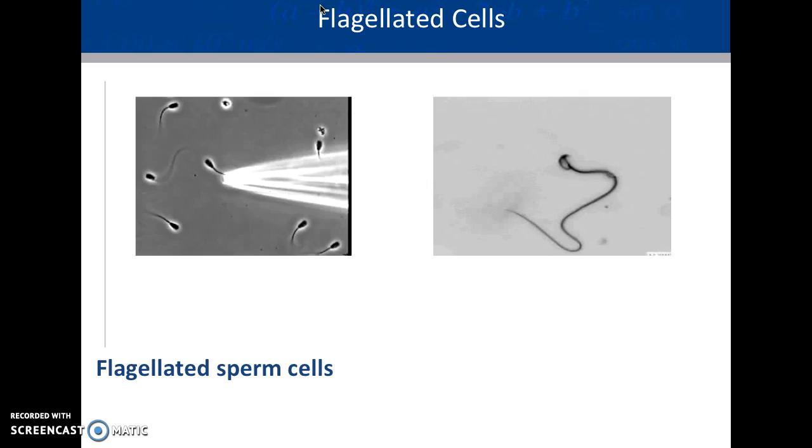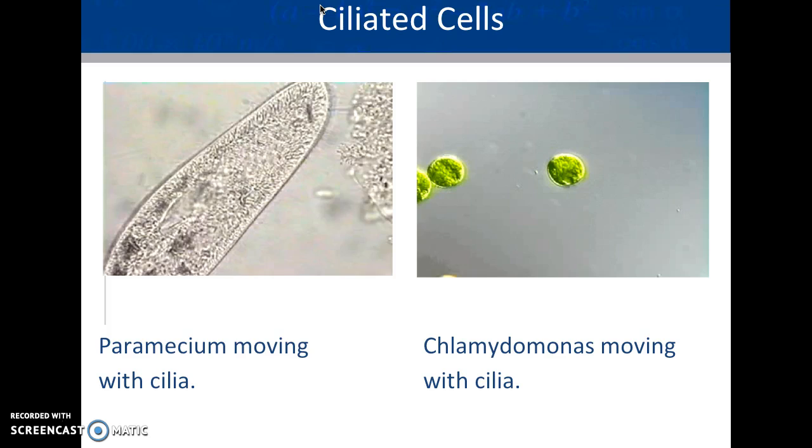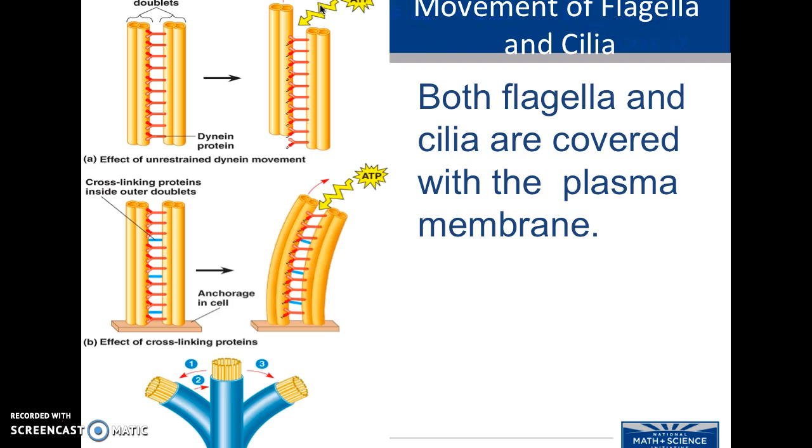And we see that here. Ciliated cells, we can also see that here. Paramecium with cilia, sperm cells with tails, all sorts of stuff. Both flagella and cilia are covered with a plasma membrane, so the microtubules are enveloped by this plasma membrane.